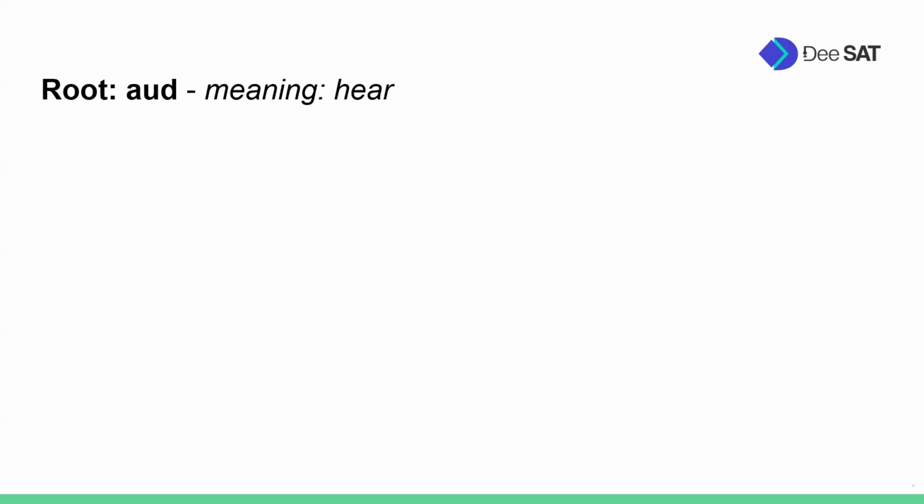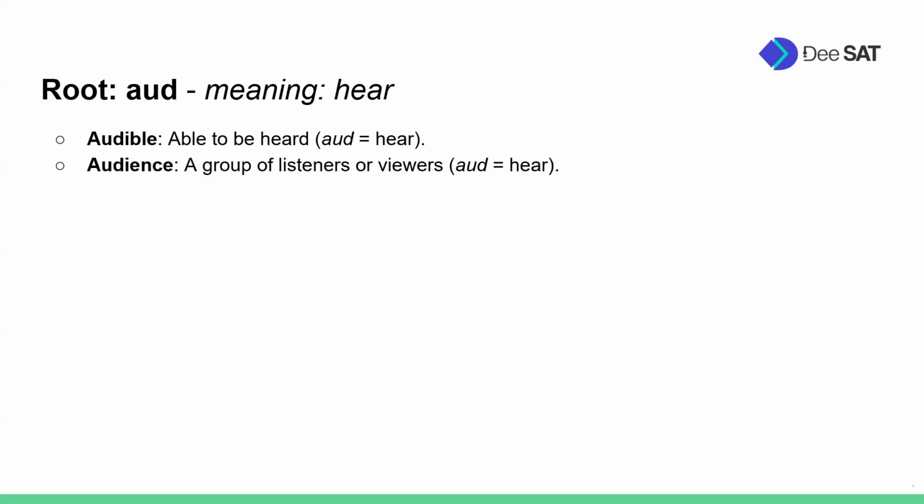Aud, which means to hear. You have the word audible, means something which has the ability to be heard. Audience, so people who hear are called the audience. Auditory, something which is related to the sense of hearing, for example, the auditory nerve.